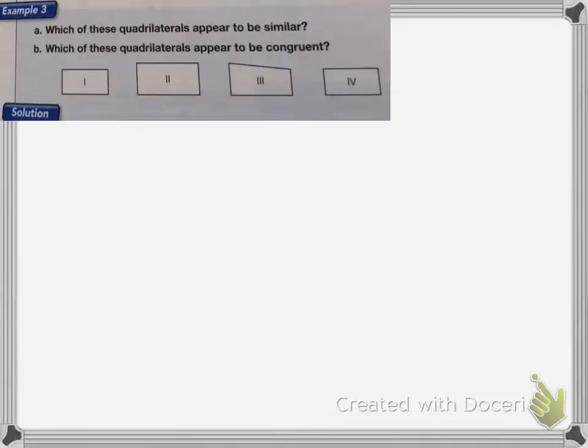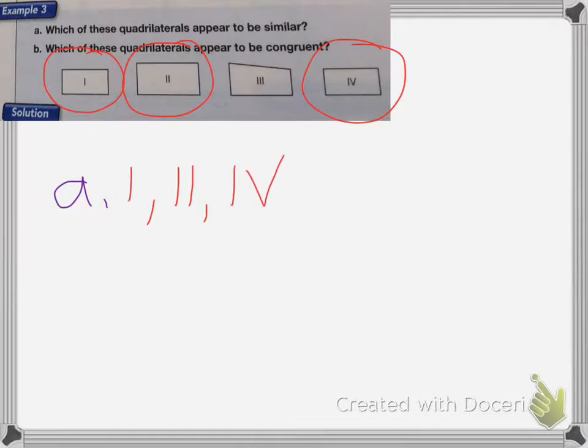Now we have what's called similar polygons and congruent polygons. Similar polygons are shapes that are the same shape even if they're not the same size. Congruent means that they're the same size, same shape. So for A, which of these quadrilaterals are similar, you can see that number 1, 2, and 3, they're all rectangles and they all look about the same. So my answer is going to be 1, 2, and 4. Okay, those are the ones that are similar. Okay, and they're similar because they are the same shape.